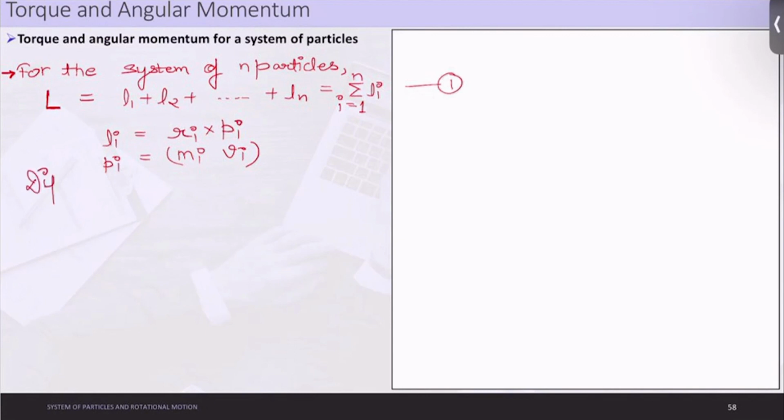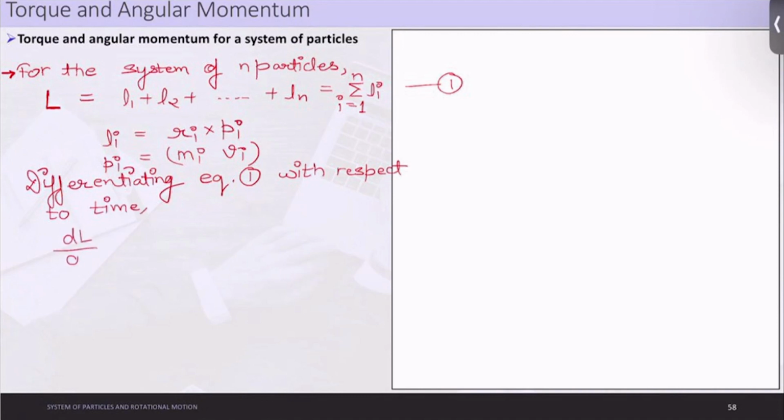So differentiating equation 1 with respect to time, what will we get? We'll get dL by dt is nothing but equal to dL1 by dt plus dL2 by dt and so on till dLn by dt. Right? I hope it is clear.